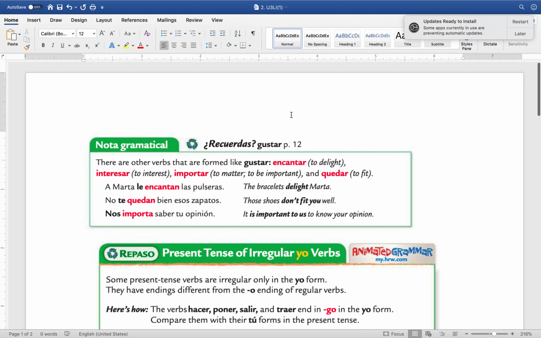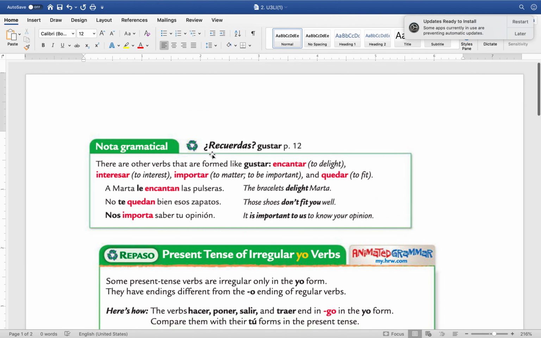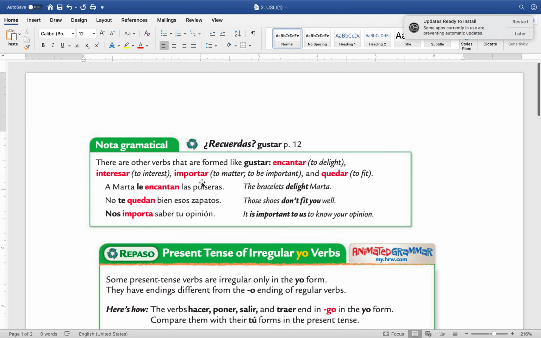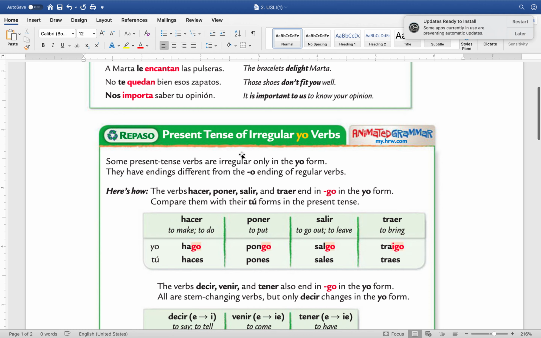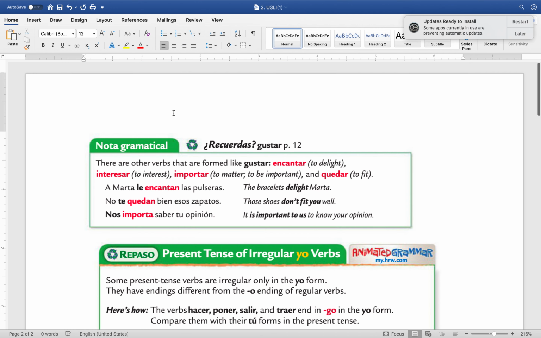So we are in Unit 3, Lesson 1. This is what we're learning today. It's all right here. We're learning about this verb right here. We're learning about the irregular yo verb in present tense. And we're learning about pronouns after preposition.